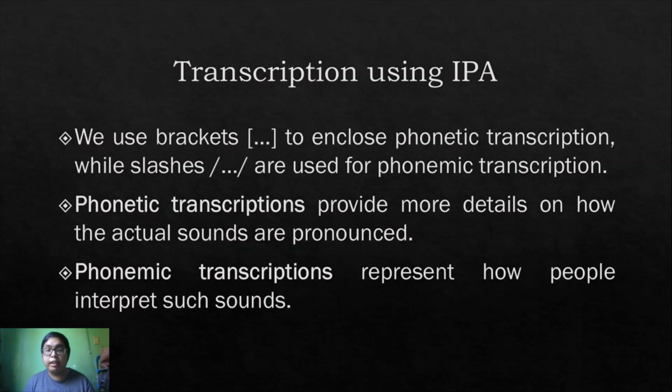Now, on transcription using IPA, we use brackets to enclose phonetic transcription. While there's also another variation wherein slashes are used for phonemic transcription. But first, let's define the two. Phonetic transcriptions provide more details on how the actual sounds are pronounced. Basically, this will be the transcription we're going to use for the rest of the meetings, and for this topic. And on the other hand, the phonemic transcription represents how people interpret such sounds.